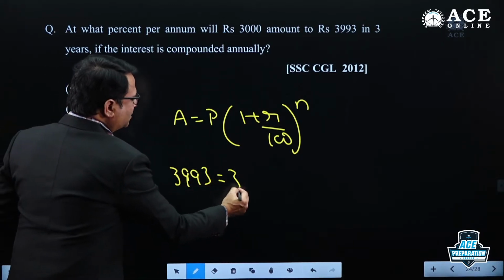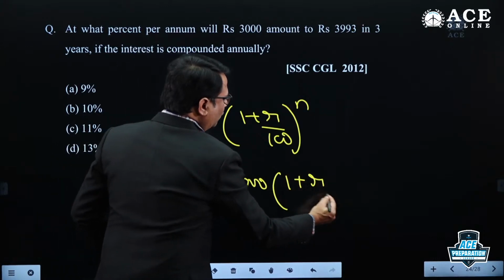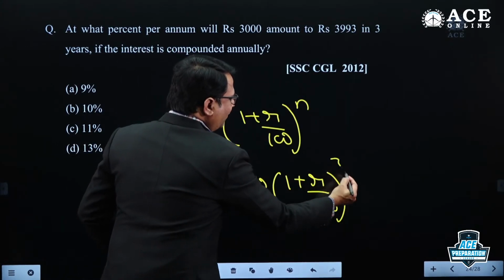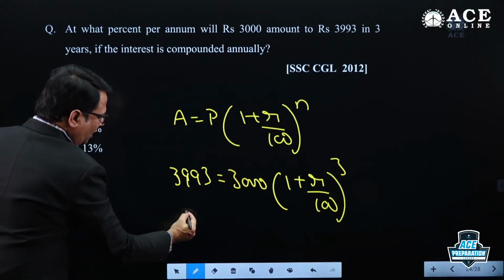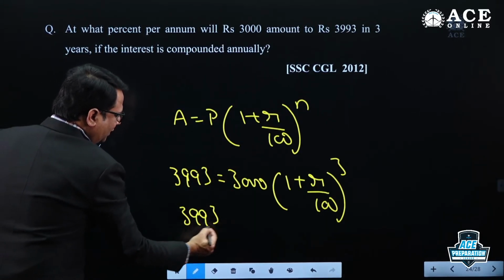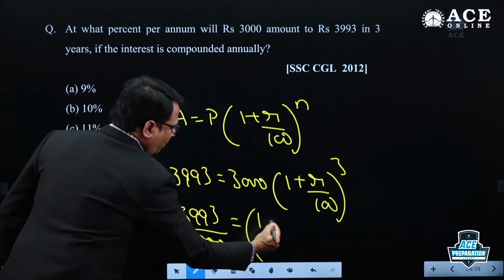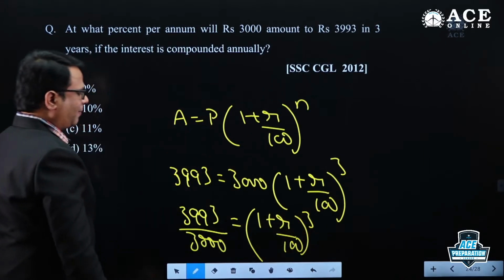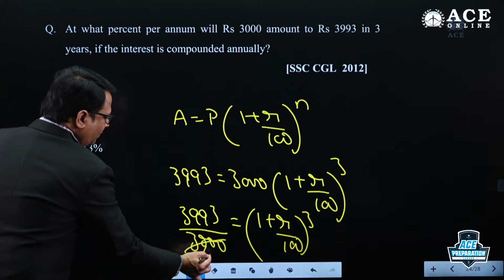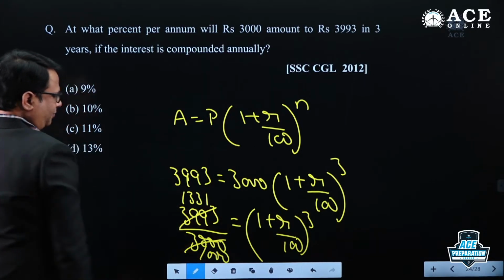3,993 equal to principal, which is 3,000, given. 1 plus rate of interest, we don't know, we need to calculate, but n is already given, it is 3. So this 3,000 will come to the left side. 3,993 by 3,000 equal to (1 plus R by 100) whole cube. Now here this is 3,000 times 1,331.